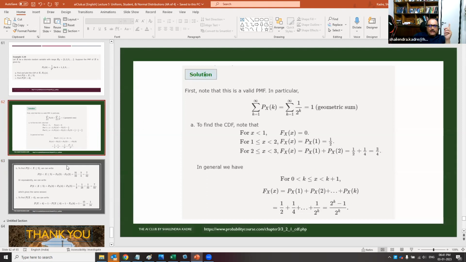Here, knowledge of 11th class geometric progression is required. This 1 upon 2 to the power 1, 1 upon 2 to the power 2, up to 1 upon 2 to the power k, it's a geometric progression. So you should know how to find the sum of it.